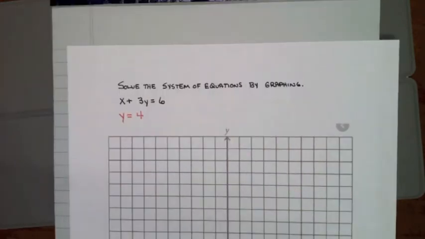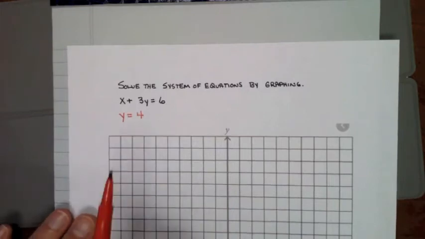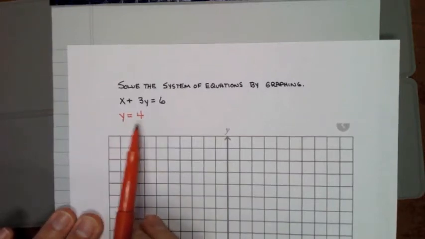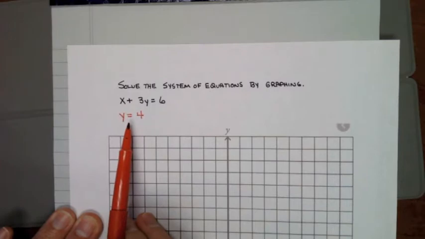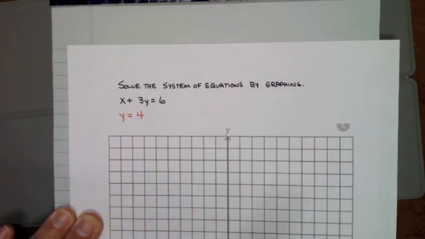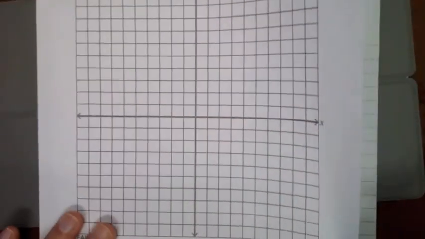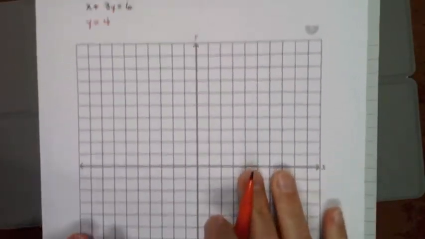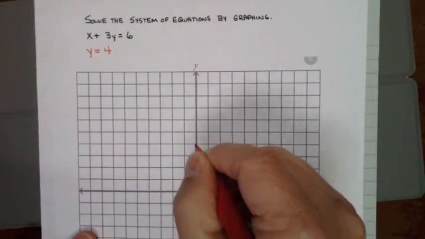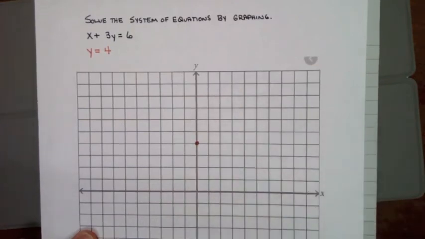Our next problem, I need to solve this by graphing. I need to figure out where these two lines intersect. I'm going to graph the red one first. This is one of those special lines. It's either a horizontal line or a vertical line. It says y is equal to 4. So I know I'm going to put my first point on the y-axis at 4. 1, 2, 3, 4. Right there.